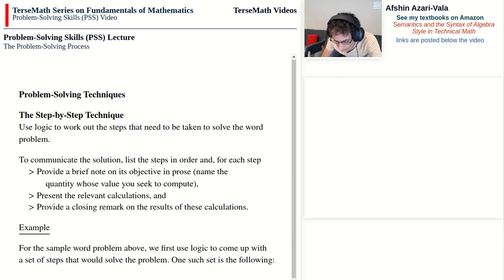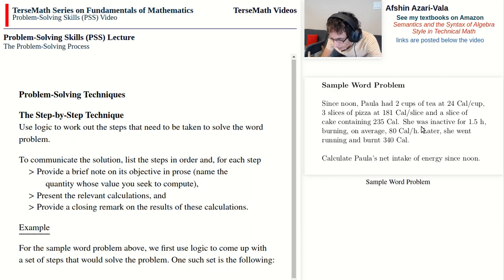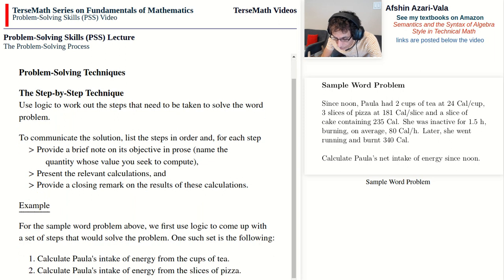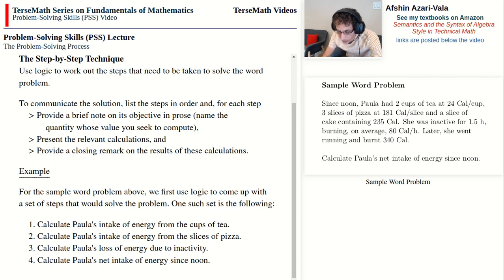So as an example of that, for the sample word problem, let me go back to it. Here we have it. For this sample word problem, we can use logic to come up with the set of steps to solve this problem. One possible set is this one. Step 1: calculate Paula's intake of energy from the cups of tea. We would do that by multiplying 2 by 24. She had 2 cups of tea at 24 calories per cup.